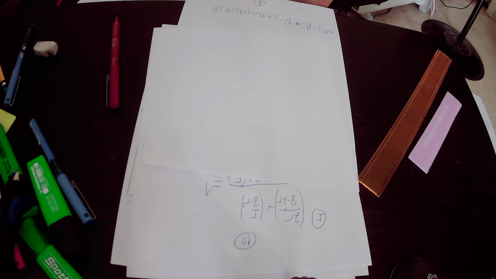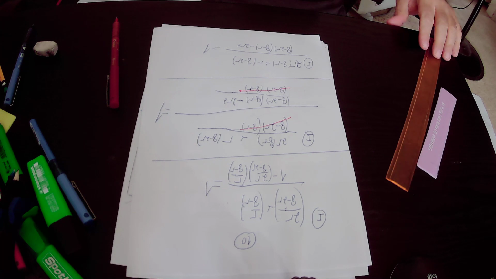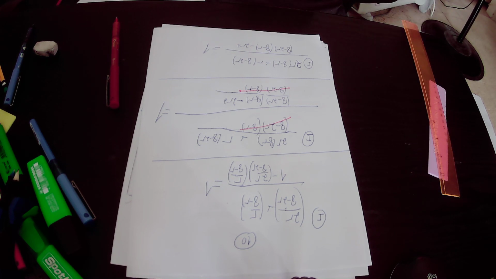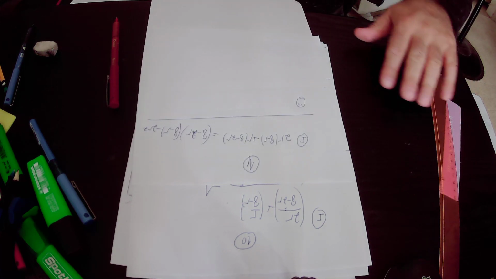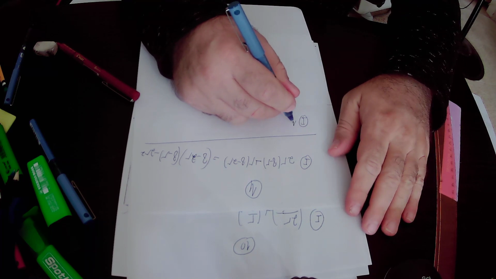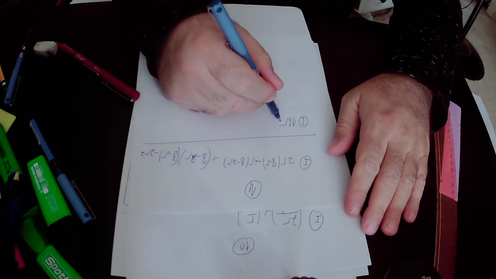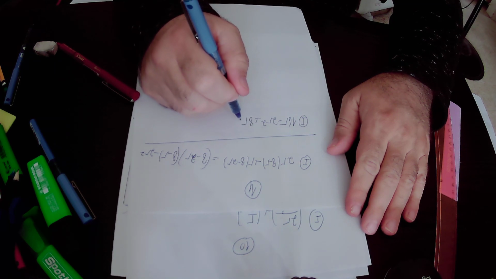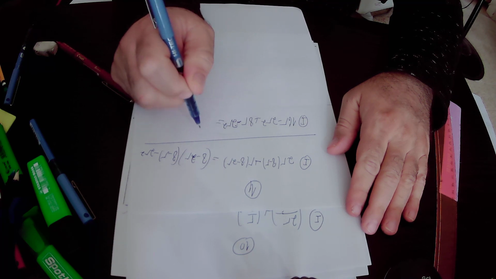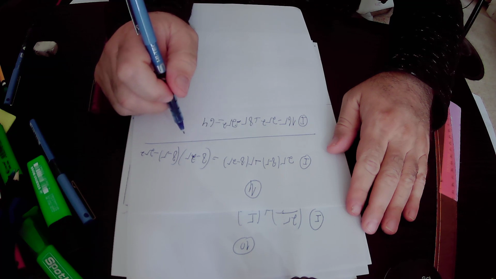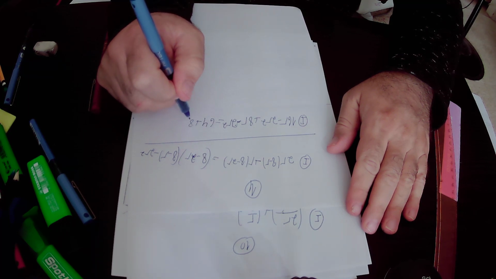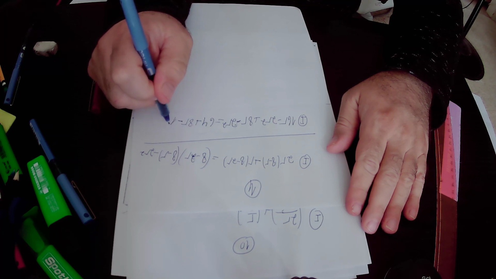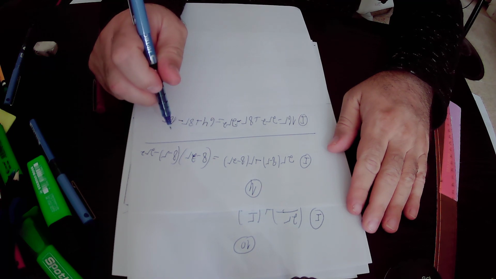Here we will open the brackets in equation number 1, and we will get that two r times 8 is 16r. 2r times minus r is minus 2r squared. r times 8 is 8r. r times minus 2r is minus 2r squared. Equals to 8 times 8 is 64. 8 times r is 8r. Minus 2r times 8 is minus 16r. Minus 2r times minus r is plus 2r squared.